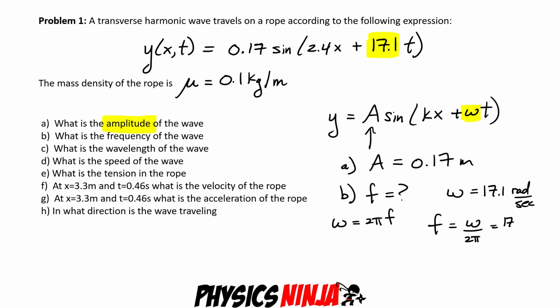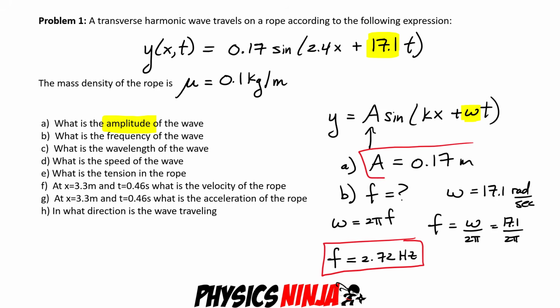So here we go, 17.1 divided by 2 pi. Lo and behold, put that in the calculator and you should get, say, 2.72. That is measured in hertz. All right, great job. Let's keep on going. Let me just box these up. We've got our first 2 solutions here for the first 2 problems.